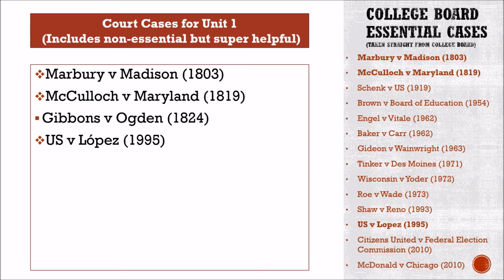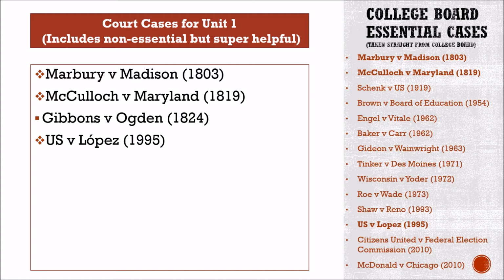Right off the bat, you'll notice we're going to be talking about 4 cases: Marbury versus Madison, McCulloch versus Maryland, Gibbons versus Ogden, and US versus Lopez. To the right, you'll also notice a whole bunch of other Supreme Court cases taken straight from College Board. These are the must-know cases, and in this episode we'll be talking about 3 of them. I included Gibbons versus Ogden for this unit because I thought it would be super helpful for y'all in understanding the fundamentals of AP Gov.